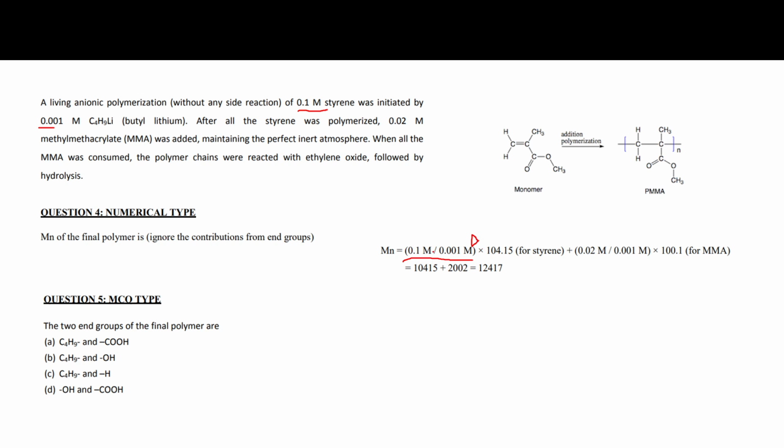So it will be Mn equals M0 by the initiator concentration, which is 0.001, into P. For 100% conversion, P equals 1, then into M0, the repeating unit molecular weight. Then you add another monomer, whose concentration is 0.02, with initiator concentration 0.01, similar to butyl lithium. Then the methyl methacrylate repeating unit. From there you can calculate the overall molecular weight of this polymer.